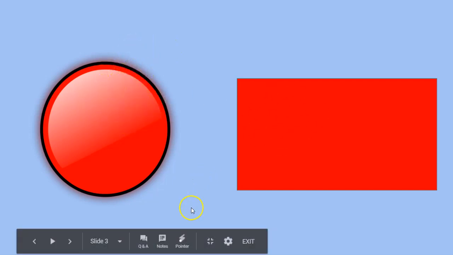So to begin, we just need to review quickly the shapes that we will be working with. We've learned these shapes in previous lessons, so they should be familiar to all students. But just to make sure, this is a circle, this is a rectangle. These are the shapes we will be working with in this lesson.